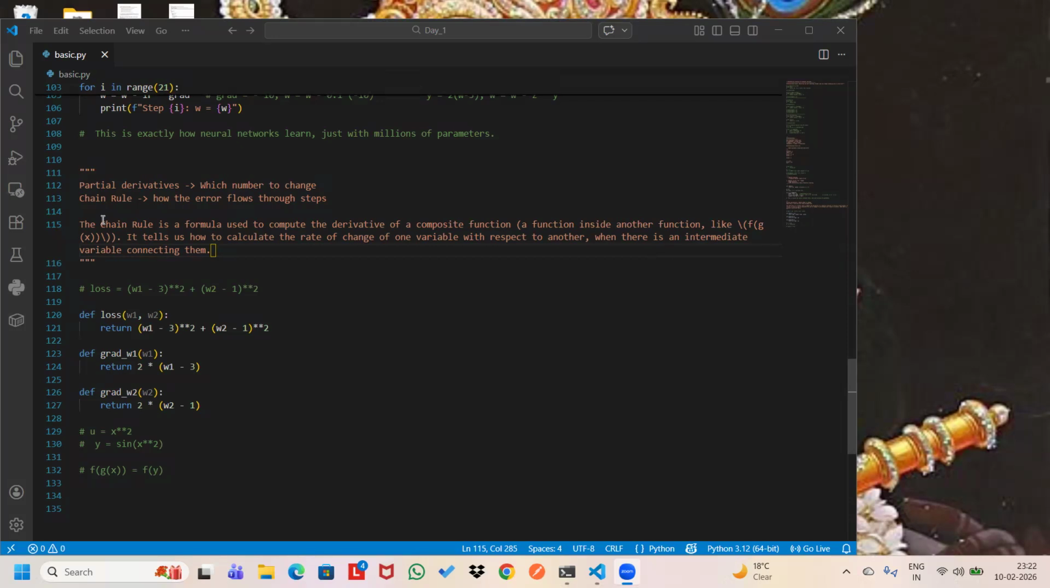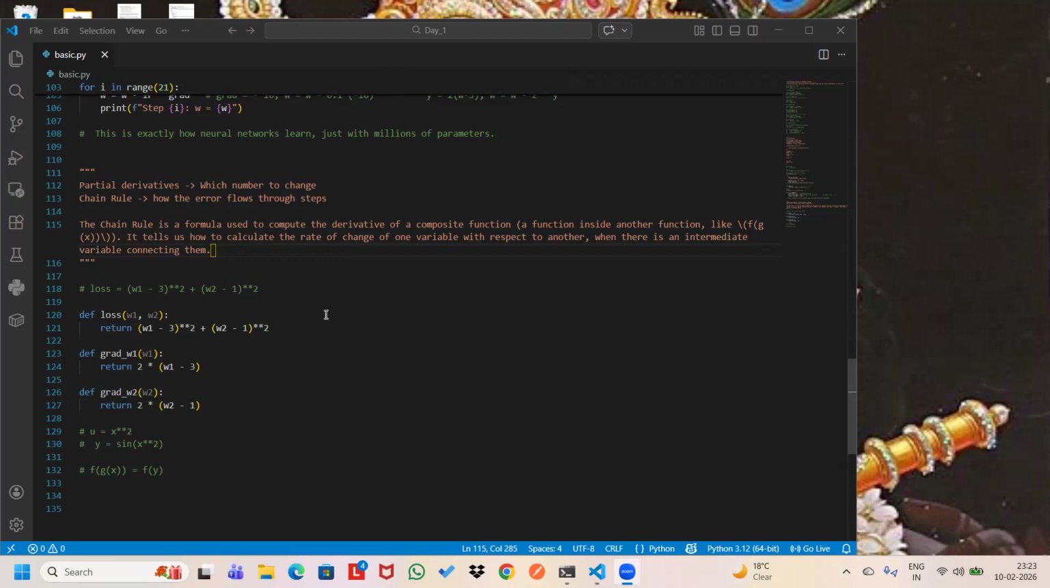So what you can see is the chain rule is a formula used to compute the derivatives of a composite function. That means, what is a composite function? A function inside another function is known as a composite function. So it's a formula so that we can handle a function inside another function, like f of g of x, this one that I have given you as the example.